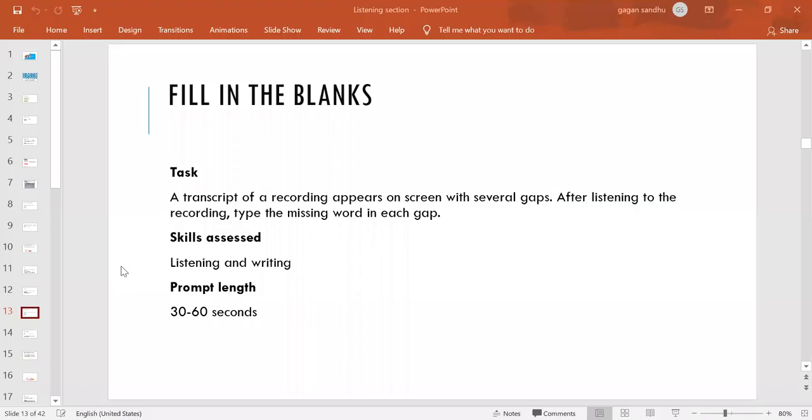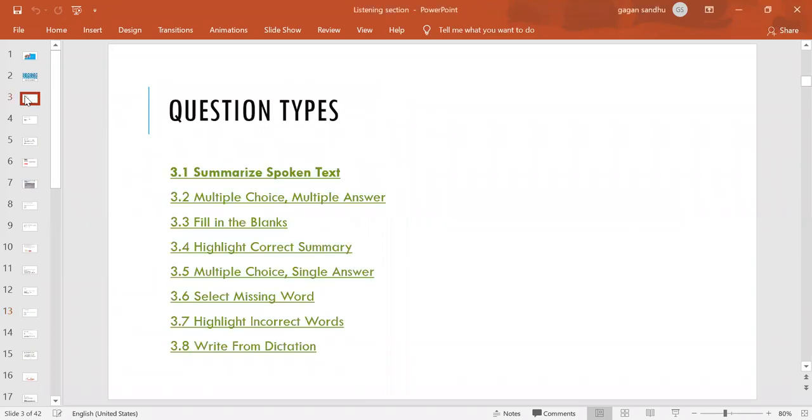So the next thing we will be doing right now is the left-over question types from the list. As we just did the filling in the blanks, let me see what is left. So multiple choice and select missing word. These are the two questions which are left. So we will be starting with the multiple choice.